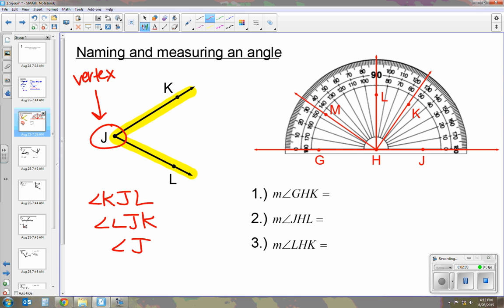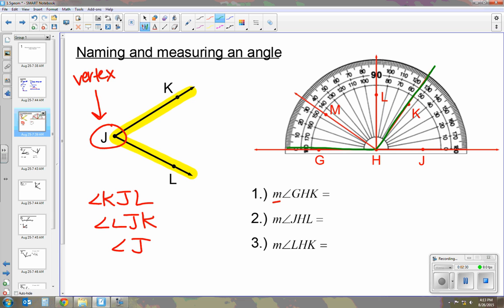Okay. Now we have a protractor with a few lines and angles on here, and we are going to find the measurement. That's what the little m means. Find the measurement of angle GHK. What I like to do is I like to trace it so I can make sure I'm getting the right angle. So I go from G to H to K.